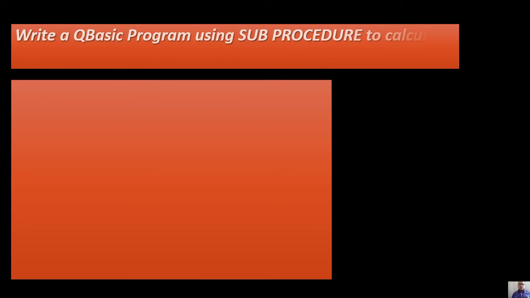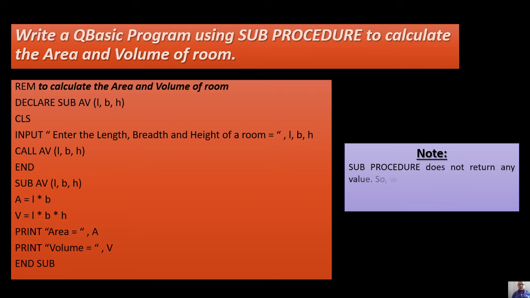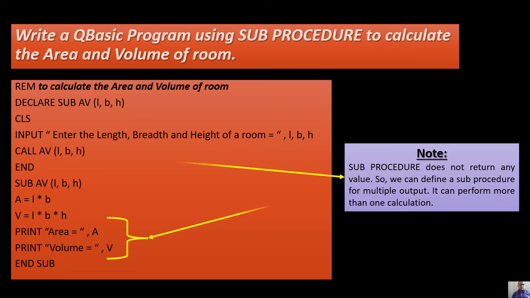Now next, the program to calculate the area and volume of a room. Here the program is being written, and in the sub you can see print area A and print volume B, which means we have done two calculations here. Look at the note: a sub procedure does not return any value, so we can define a sub procedure for multiple output. It can perform more than one calculation. You can see there is only one call, and there are two printouts with that one call.